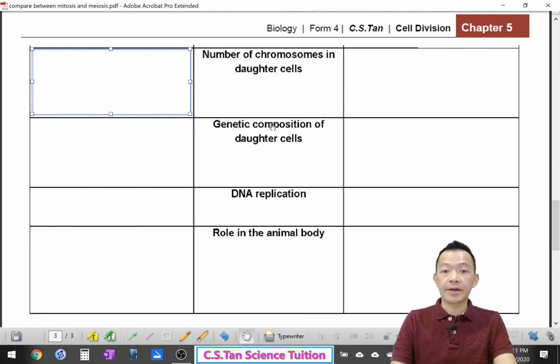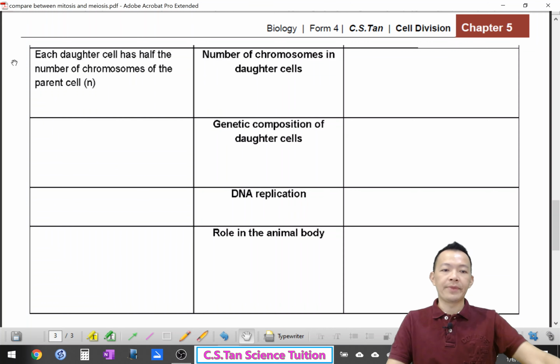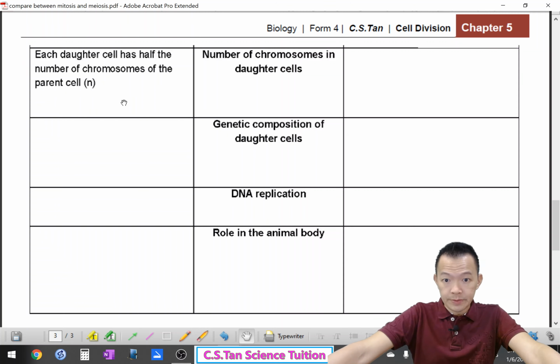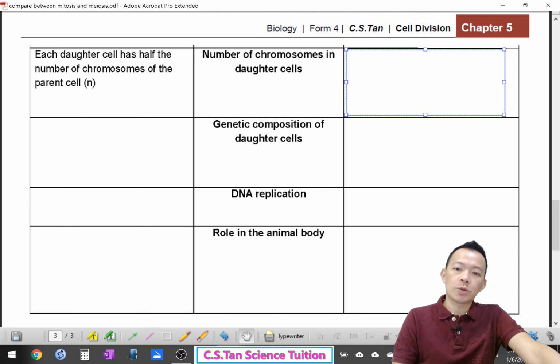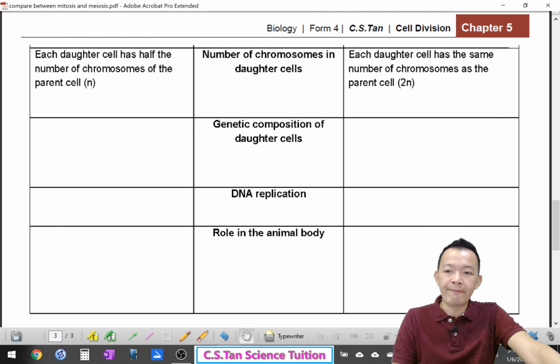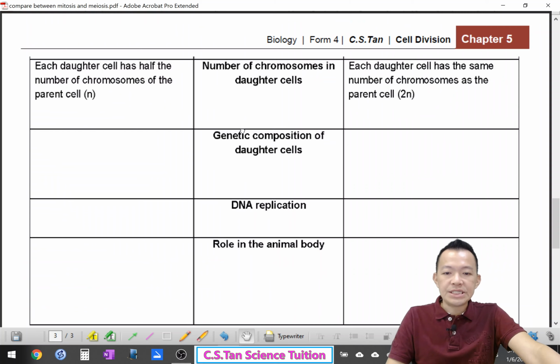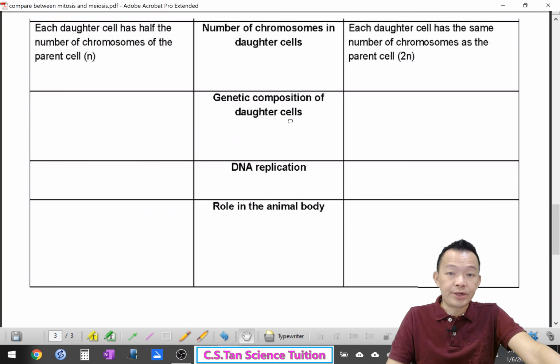Next, turn to another page. The number of chromosomes in the daughter cell. Meiosis, the number of chromosomes will be half. Each daughter cell has half the number of chromosomes of the parent. But mitosis will be diploid, full. Each daughter cell has the same number of chromosomes as the parent cell.